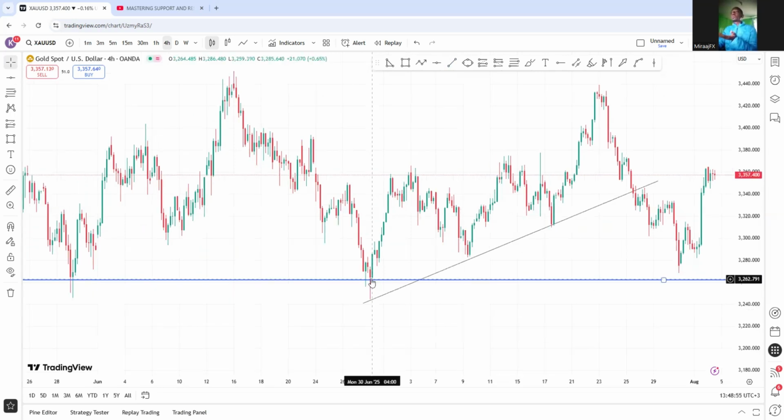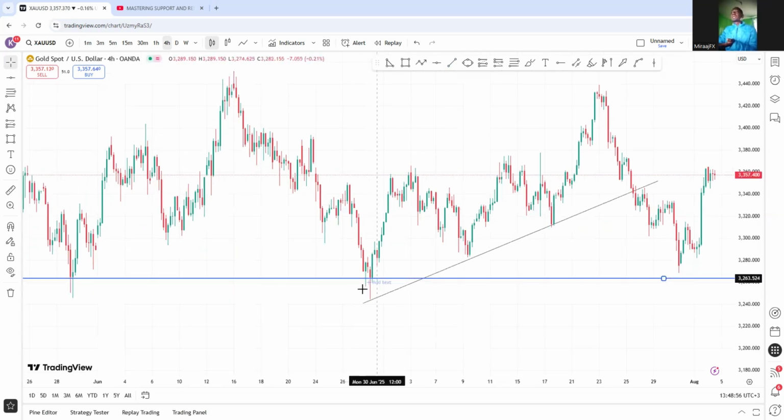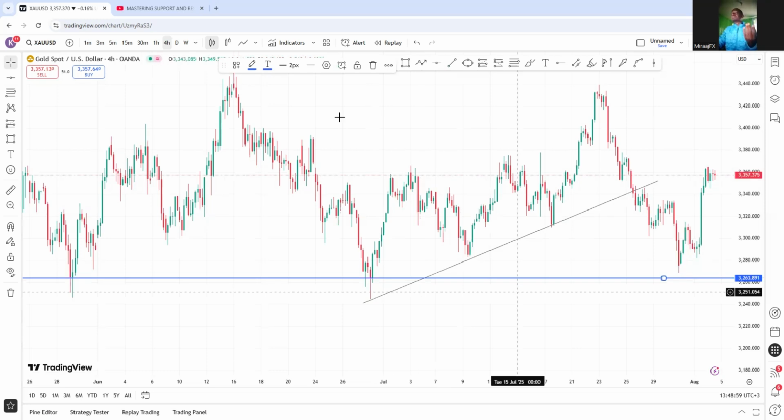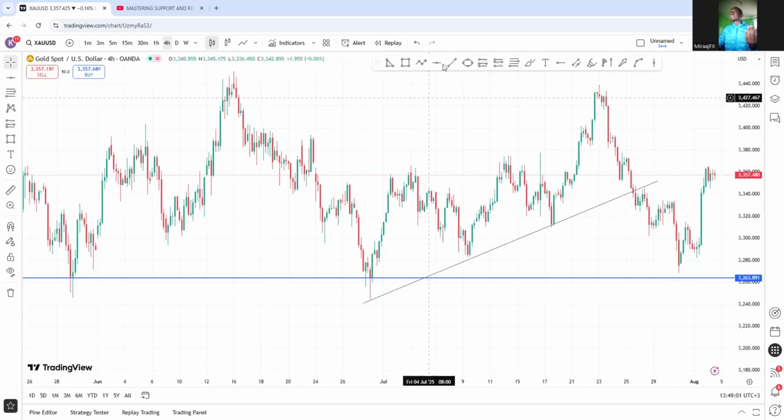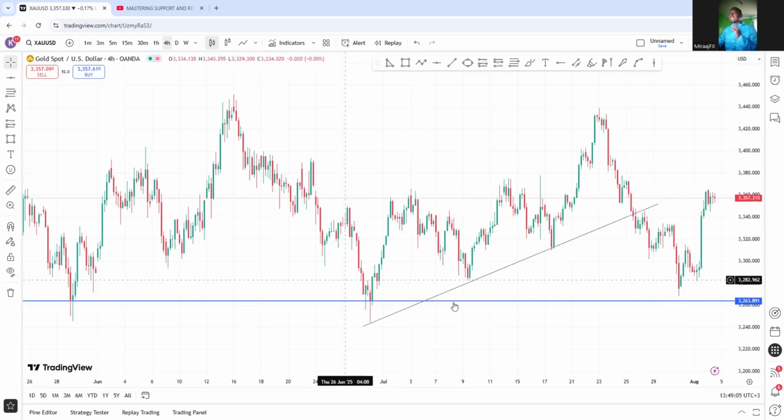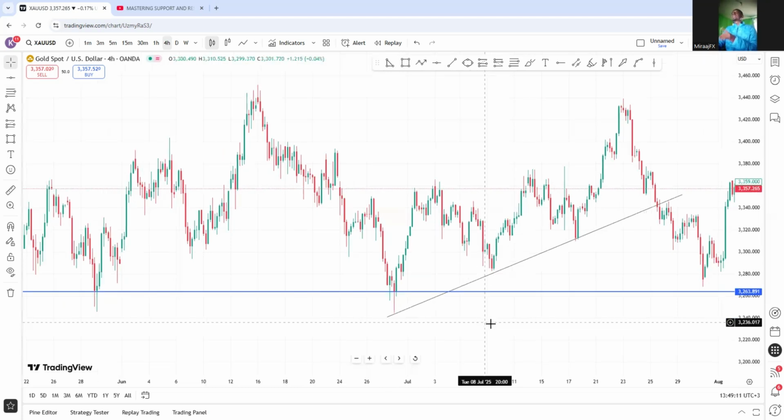I have marked the body, sorry, not the wick. But for you, you can maybe decide to use the wick. For me, I have marked the body. So that is the low that we were looking at. If at all this low was broken, then we would say the market is now on a downtrend.